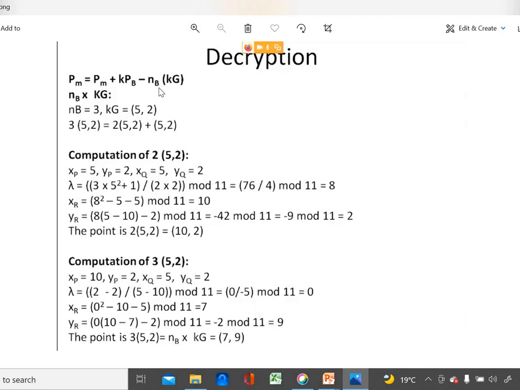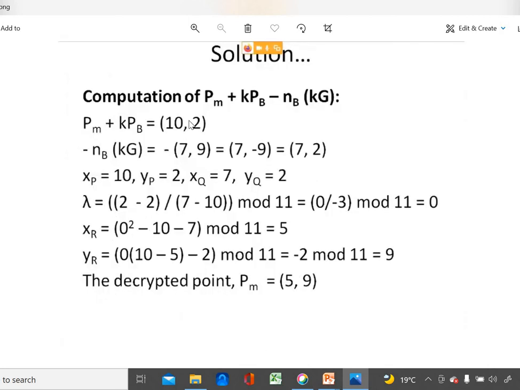So what we have calculated is NB into kg, and we got it as (7, 9). Next, you can see here the same NB into kg value we have used in the previous value, in the TB value. Next, we need to compute PM plus KPB. Because NB into kg is already calculated, we just need to calculate PM plus KPB.